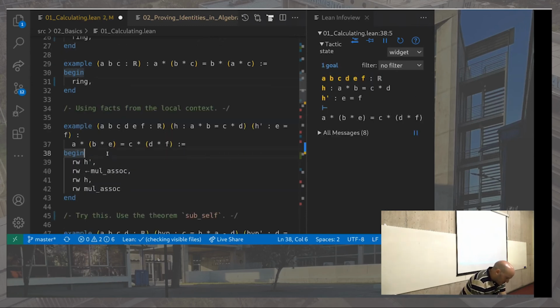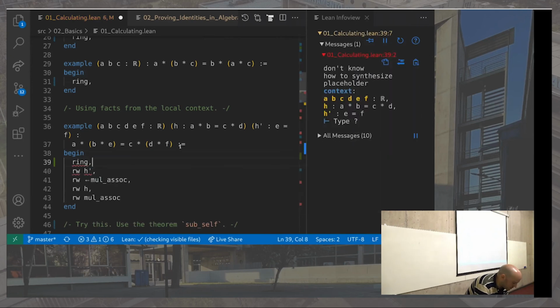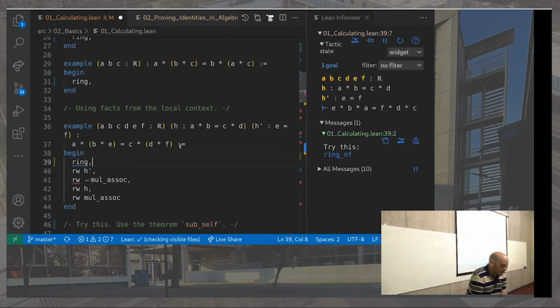Okay, so let's have a look at another example. This is how to use the hypothesis that we have. So now we have 6 real numbers. We suppose that A times B is equal to C times D, I mean some random stuff. And we want to prove that A times B times E is equal to C times D times F. Of course, here ring will not work because it's not using H and H prime. And this is true because of H and H prime.